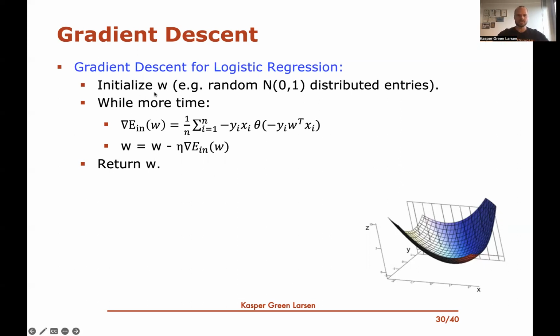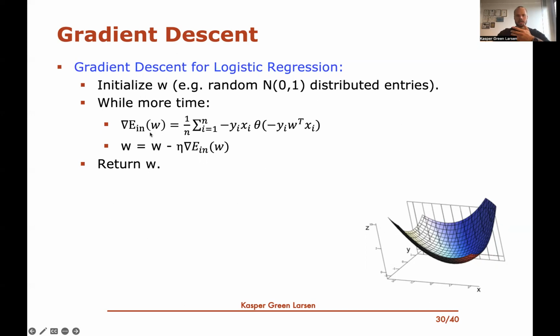So what the framework tells us is that, well, we should initialize our parameters somehow. And maybe you could choose them randomly as normal distributed entries or what have you, right? That's a reasonable choice. So initialize your parameters. And then the algorithm is just saying, while you have more time, you would like to compute the gradient of the in-sample error at the current W, right?